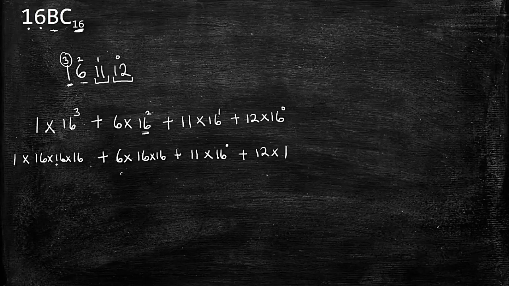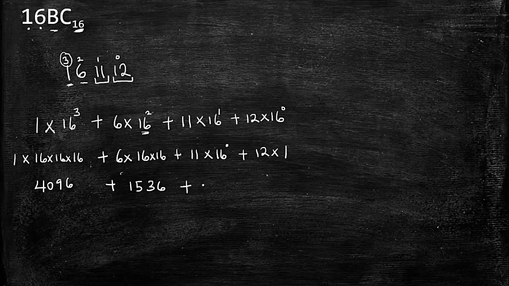So 16 times 16 times 16 is 4096. So we have 4096. Of course, times 1 is the same thing. So 16 times 16 times 16 times 1 is just the same thing as 16 times 16 times 16. Then plus 6 times 16 times 16. Just give me a second to check my calculator. 6 times 16 times 16. The answer is 1536. Plus 11 times 16.